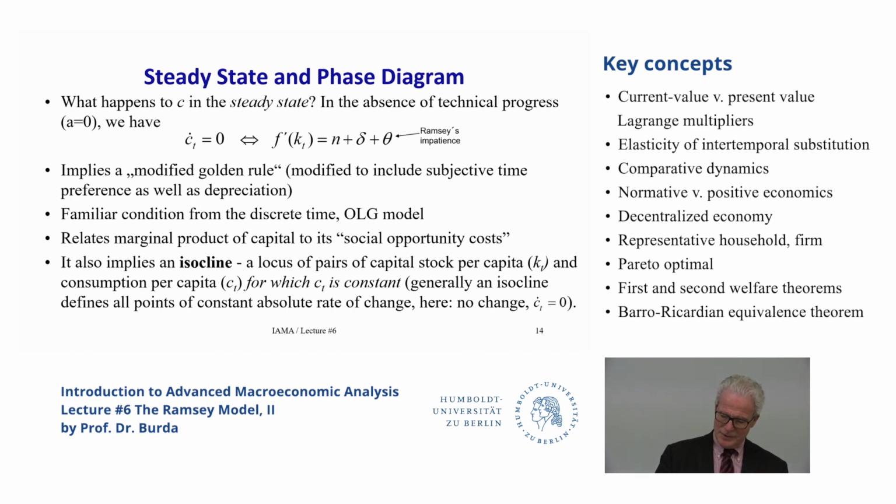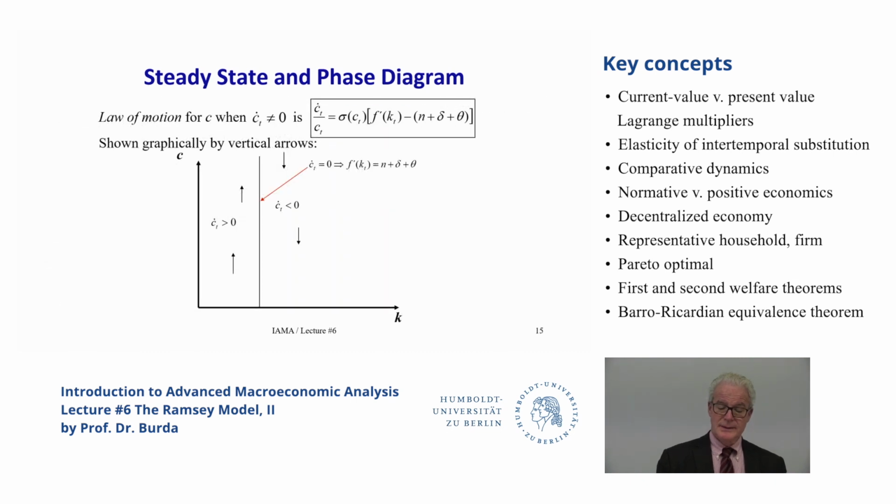But here we're making it equal to 0 because that has a special interpretation for us, which is the steady state. Okay, so using the isocline concept means that we can take the first condition, the isocline for consumption, which says the rate of growth of consumption is a positive function of the difference between the marginal product of capital and the three: population growth, depreciation, and the private discount rate, or the social discount rate, or the Ramsey planner's discount rate.